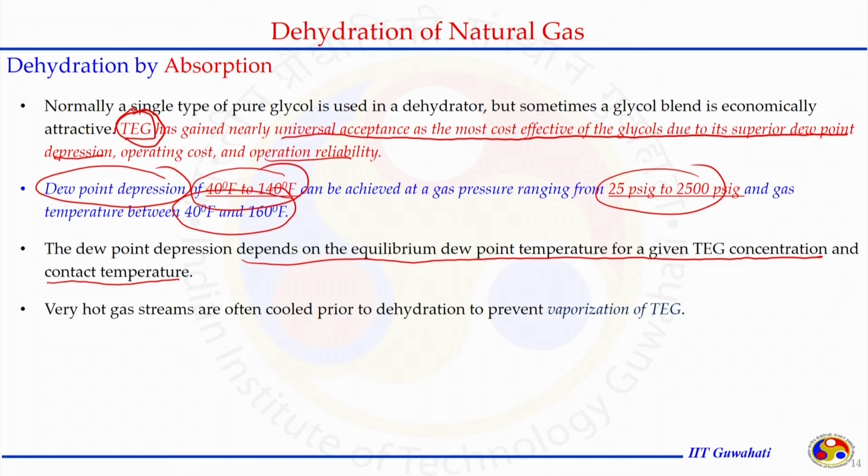Very hot gas streams are often cooled prior to dehydration to prevent vaporization of TEG. In that case, we will lose the solvent, the liquid desiccant, triethylene glycol in this case, and if vaporization of the glycol is happening, we have to add makeup from the outside, and that will add additional cost to the process.